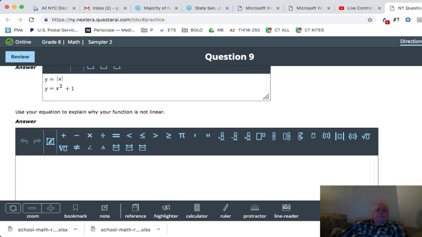All right, so we can put something like that. I'm not exactly sure what they're looking for here. This is kind of a weird question. Use your equation to explain why your function is not linear. I guess you could write something like, if I played through it, it's a parabola.